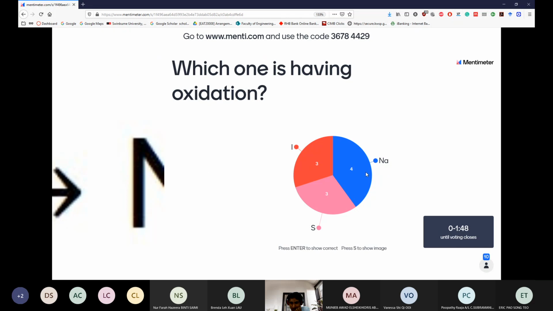So 4 of us have voted for sodium, 3 of us voted for iodine, 3 for sodium, sulfur. Right. Good.